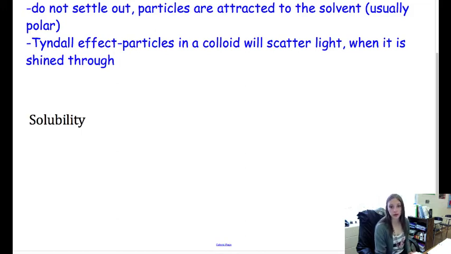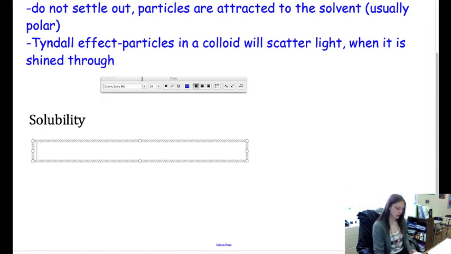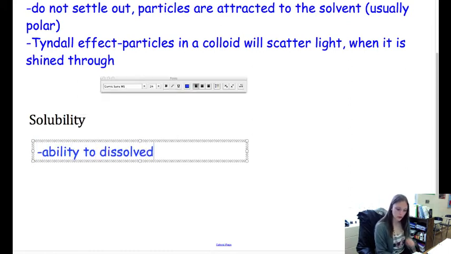Now that we've got those main types of mixtures, okay, now we're going to look at whether something is soluble or not, and solubility. Remember back to what solubility means. Solubility means that it is the ability to dissolve. So for things to dissolve and become a solution, you have to have the ability to dissolve in that solvent.